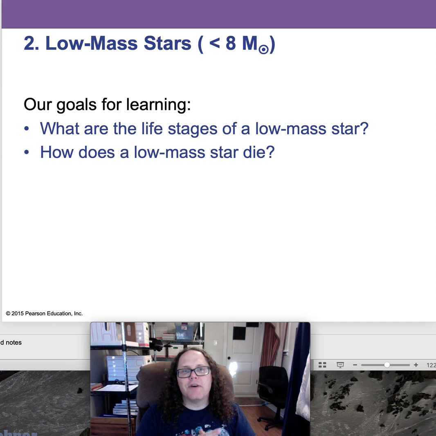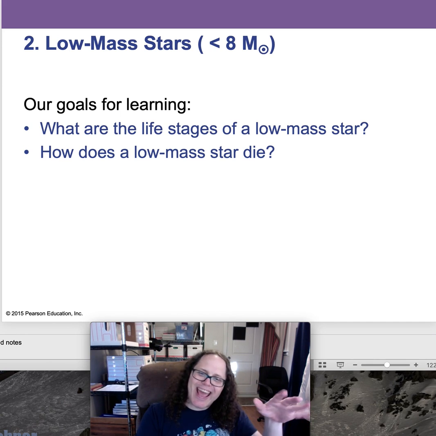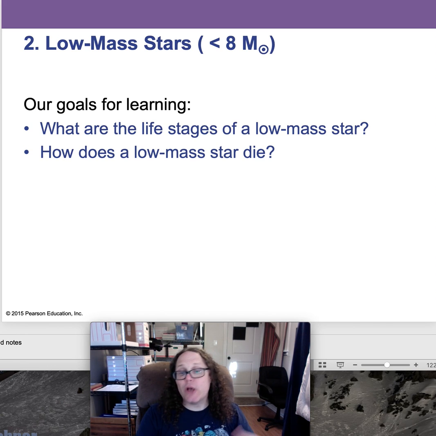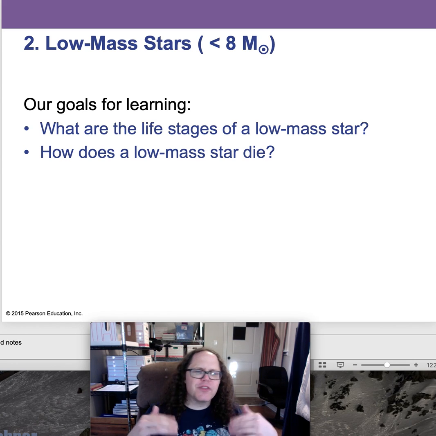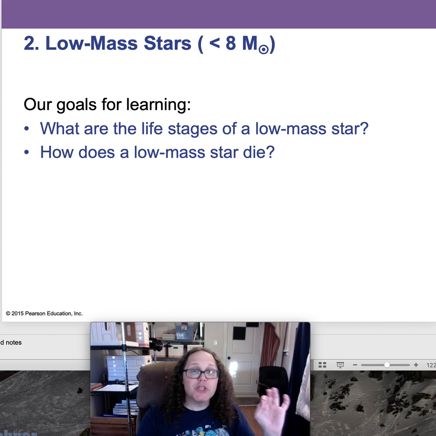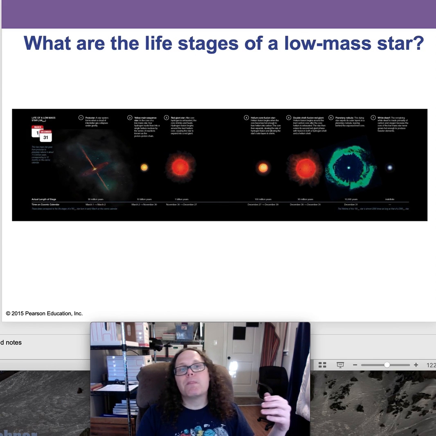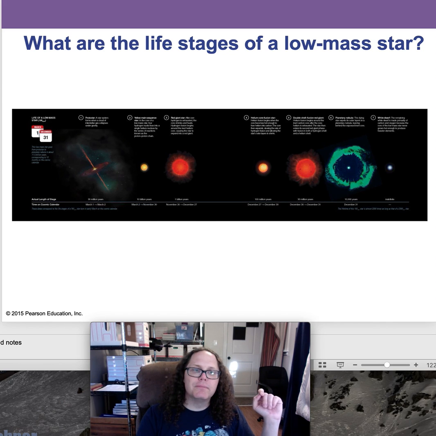We tend to classify stars by their masses. Any star with less than 8 to 10 solar masses we call a low mass star. Any star above that we call a high mass star. The reason for this seemingly arbitrary cutoff is that low mass stars die much differently than high mass stars. So, how does a low mass star live its life?